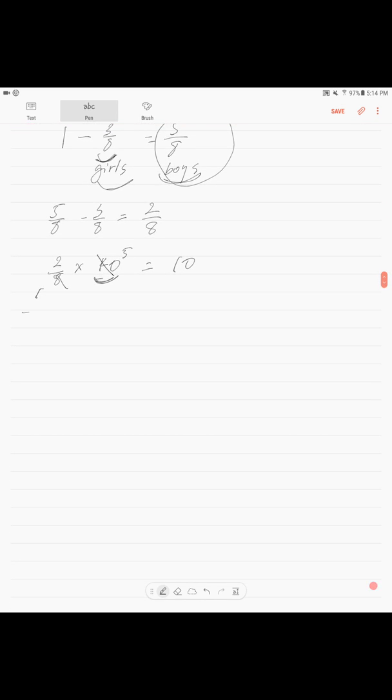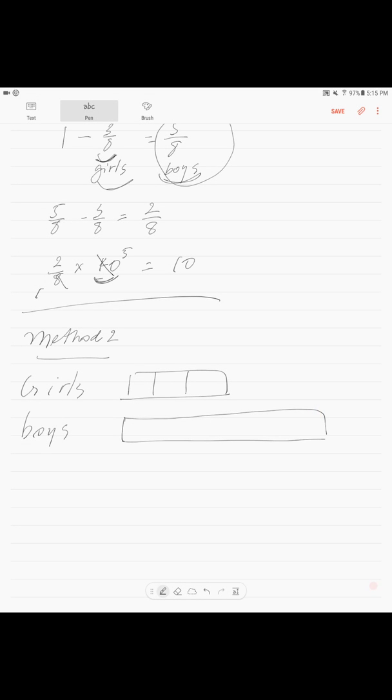Now the second method, method two, that we're gonna check, right? So you can do your model drawing. You know that there are girls and there are boys. And you calculate the units, right? So the girls, there are 3 units. And you calculate your boys. Sorry, I'm gonna be pressing this all the time. Gonna be 5 units, right?